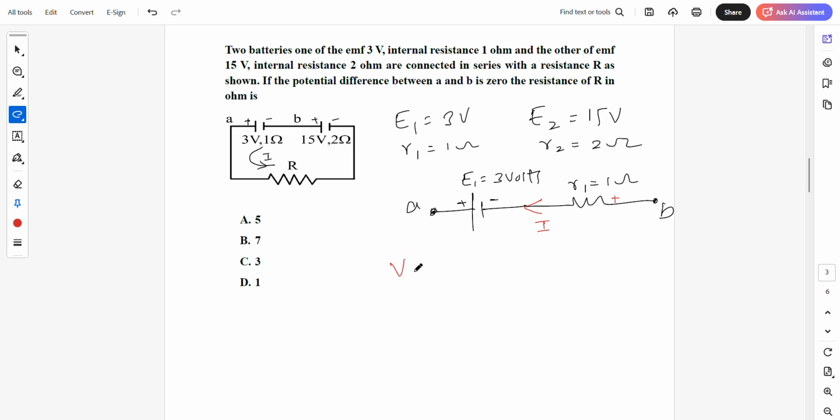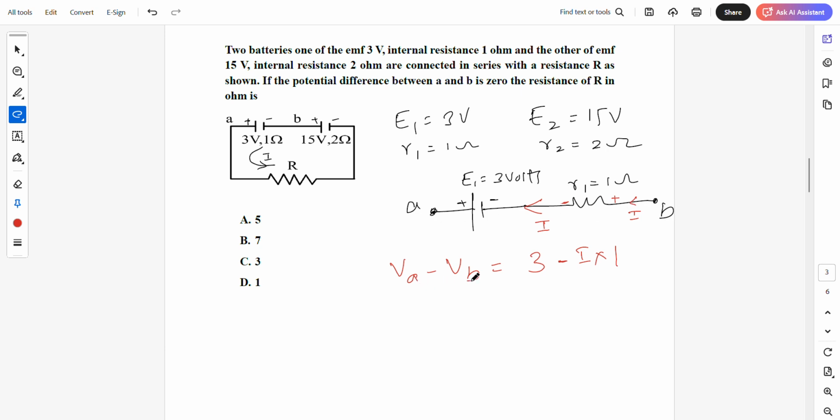What is VA minus VB? They have given VA minus VB. How can I write it? VA minus VB is equal to 3 volts. Then if I move further, you know that this current is flowing like this. This is plus and this is minus. If I go in the opposite direction, it will be minus of I into 1, because current is coming in the opposite direction. We are moving from A to B.